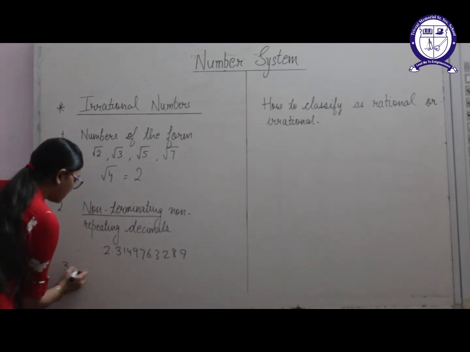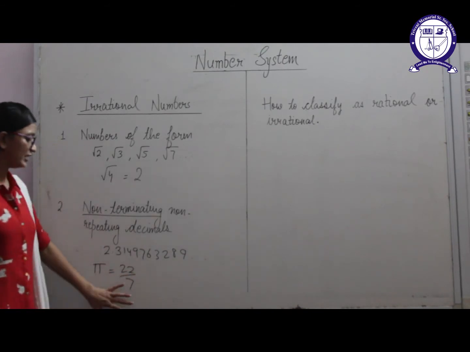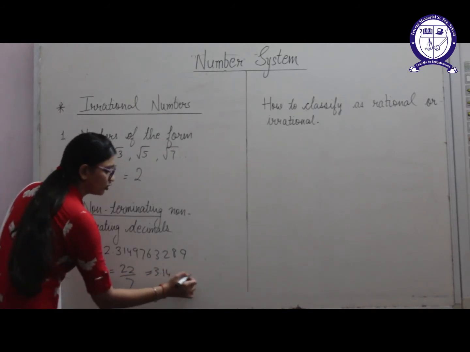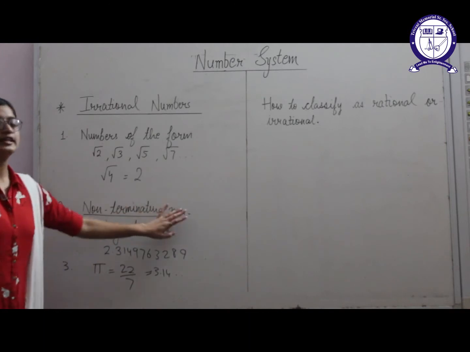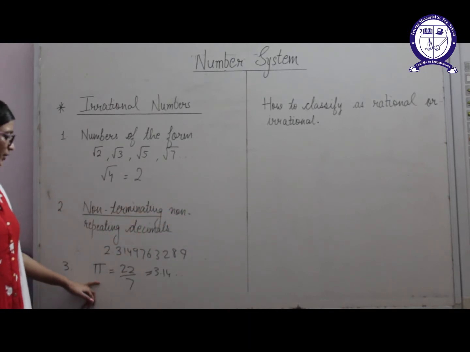The third one is pi. Pi is equal to 22 by 7, and when we divide 22 by 7, we will get 3.14. It will be a non-terminating, non-repeating decimal. That's why pi is also an irrational number.